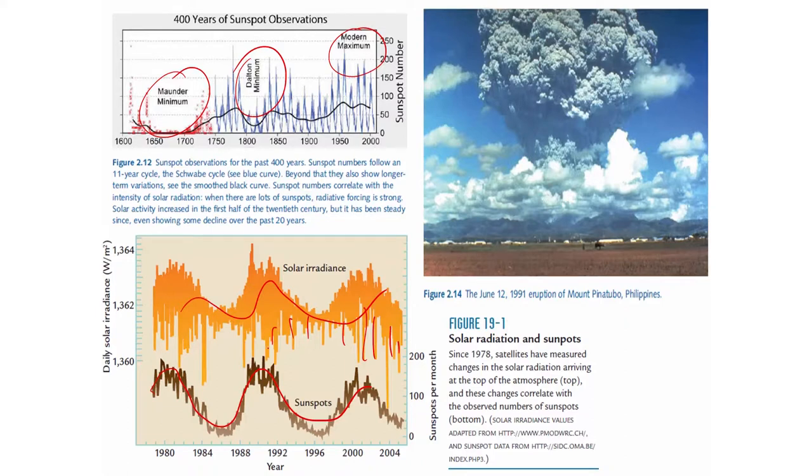So the idea is that the more the sunspots, the more the solar irradiance, which we have said before, as sunspots are reduced, radiation is reduced because of this plage around the sunspots.